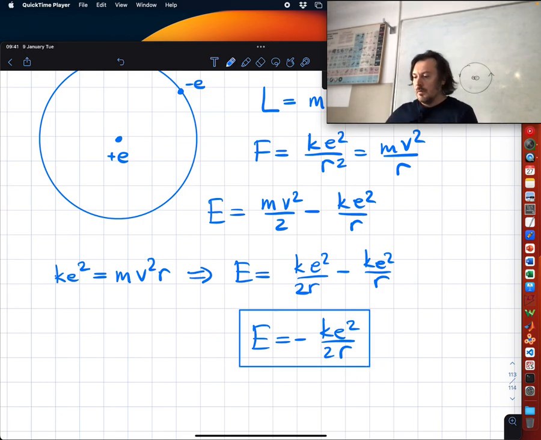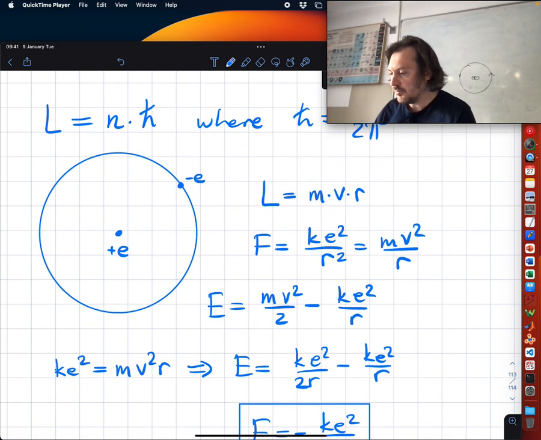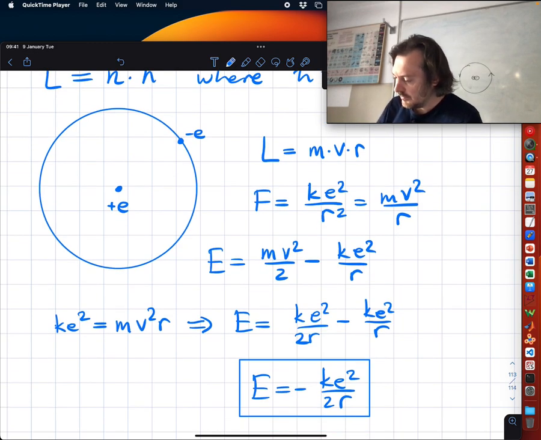No? Let me also write down Bohr's condition. Bohr's condition is that m v r must be n times h bar.